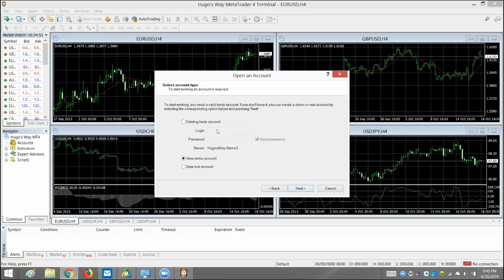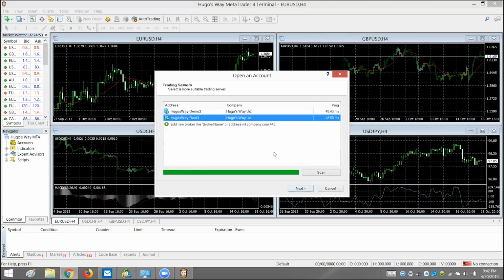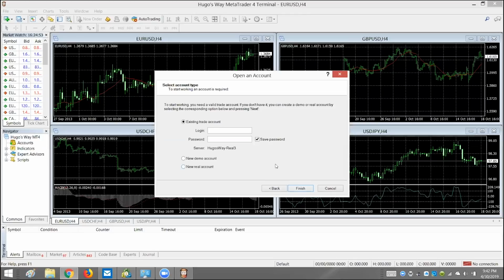So you selected the demo server. As you can see below the password field, it says server Hugo's Way demo 3. So if you put the mark in the existing trade account, you'll be logging into your demo there. So the demo credentials is what you need to put in there. Okay, so if I want to put my live in here, if I just put my login. So you would have to go back. You see the button at the bottom of that window that says back. Yeah, you would go back, and then from that list, you'd select the second option, which is your live account, and then hit next. Now you see the server name changed from demo to real 3, and that's where you're putting in your live credentials.